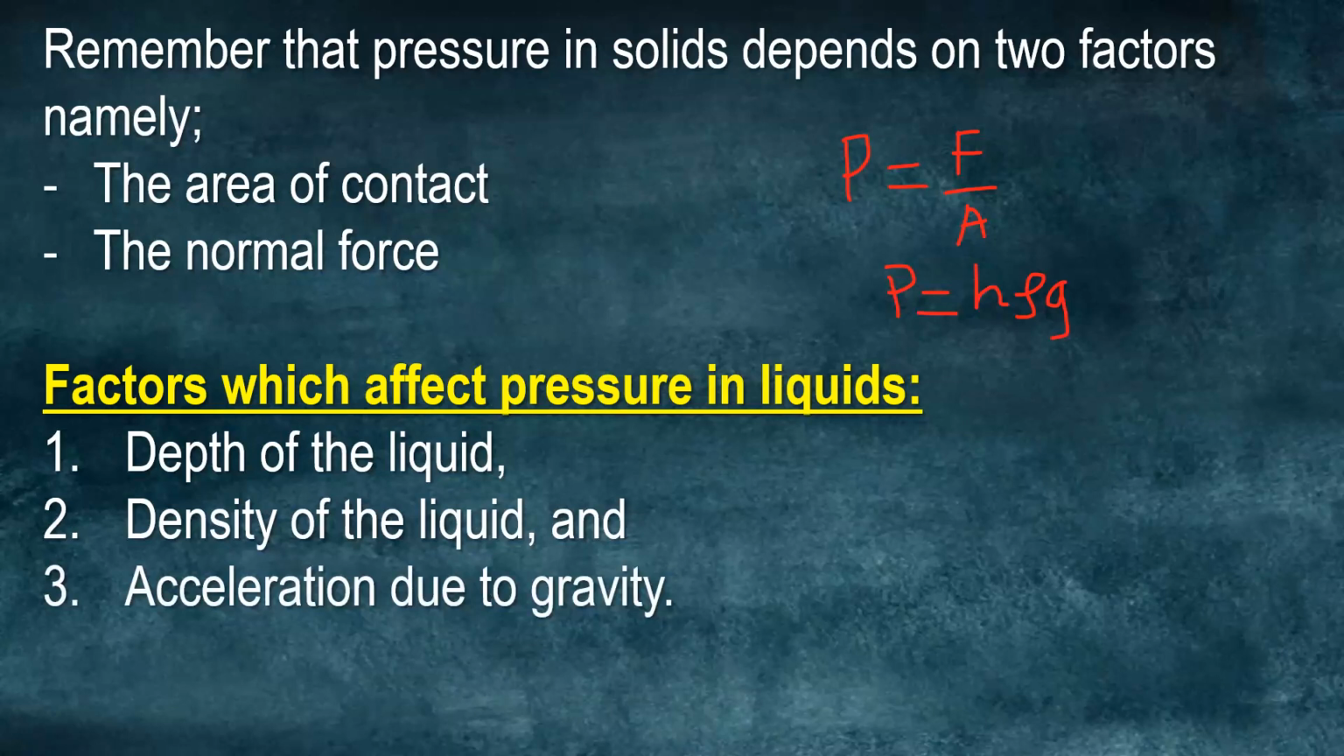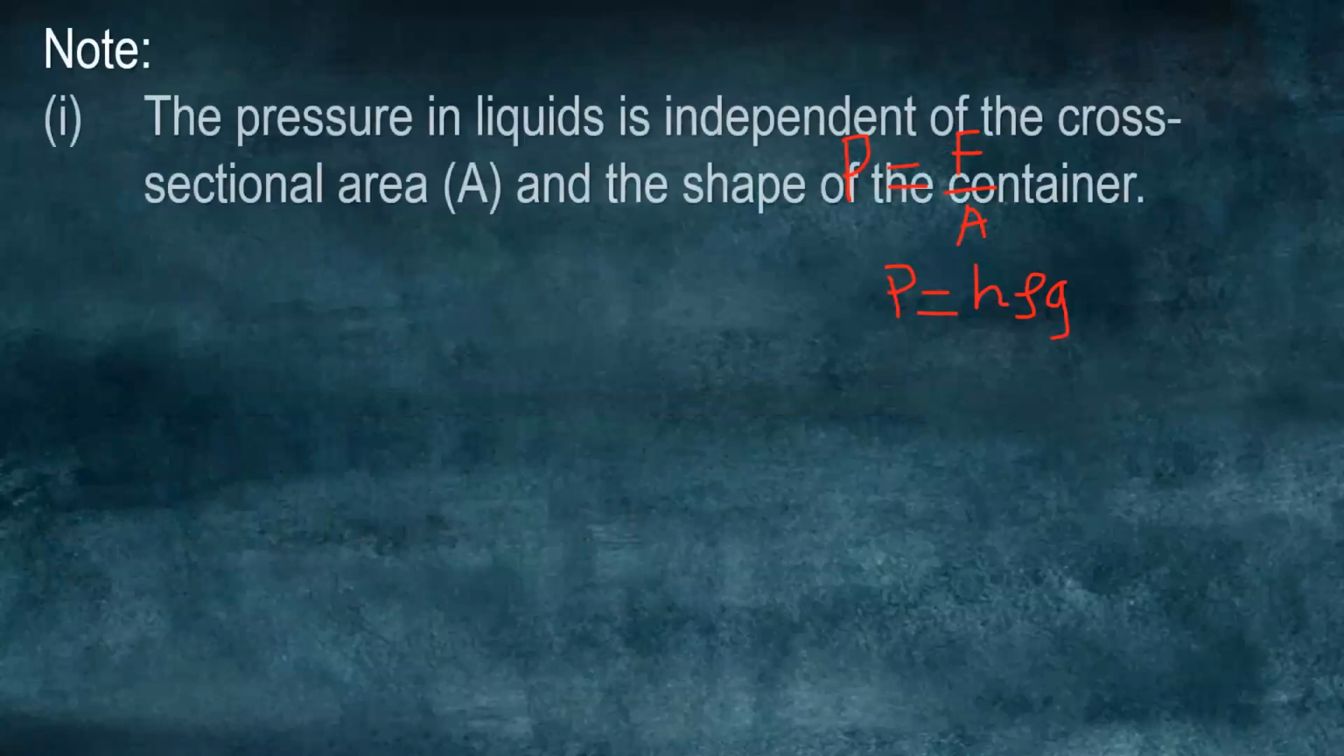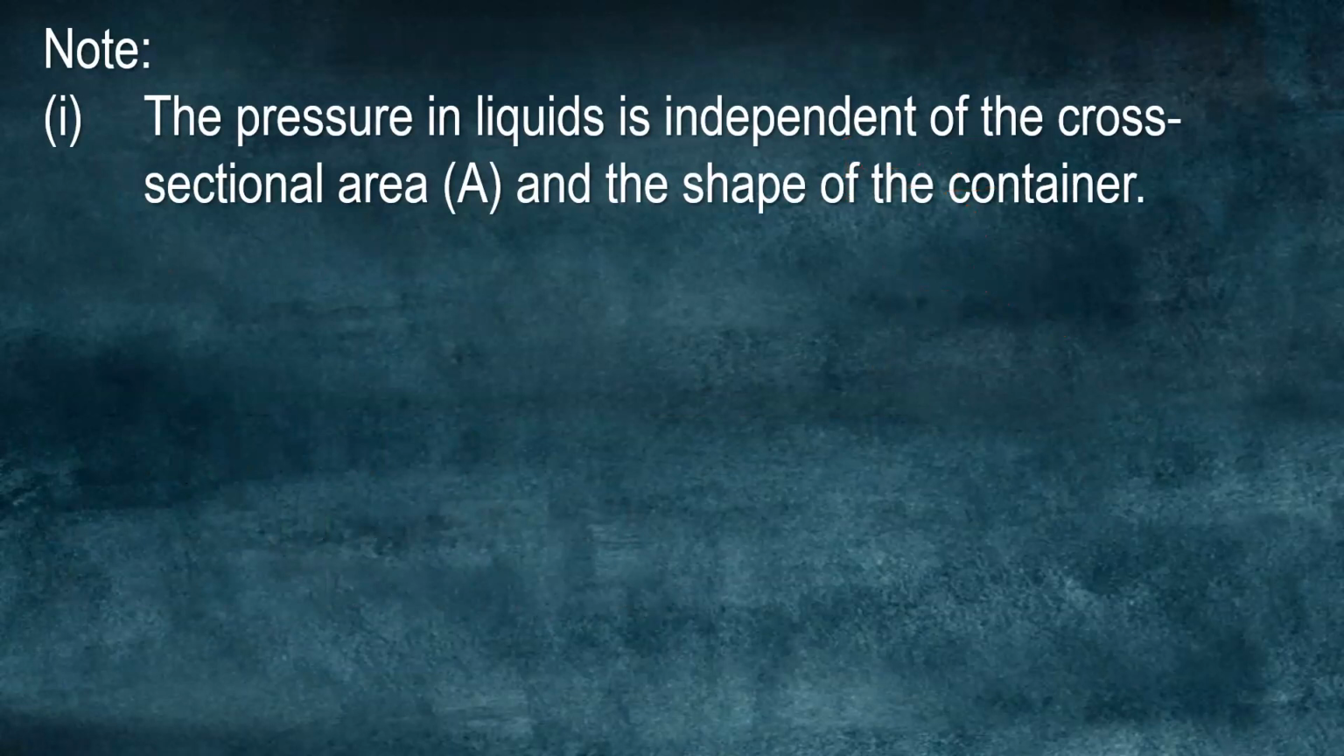Now, what is required for us to finish the objectives of this lesson is to investigate those factors. We're going to look at just one simple concept, and then we close it up here. Pressure in liquids is independent of the cross-sectional area and the shape of the container. This is a very important statement, and we are going to demonstrate that very soon.